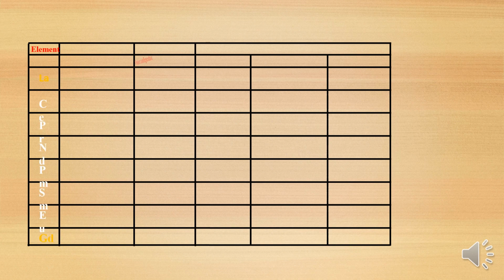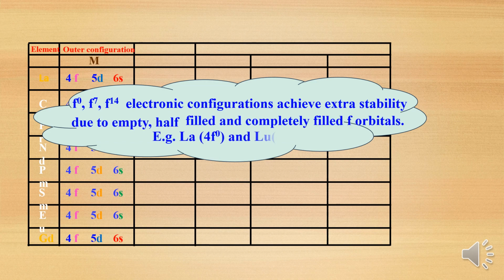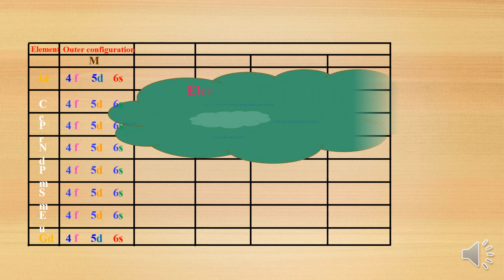You can see the elements lanthanum to gadolinium. See the electronic configuration: it is 0, 7, 14 f electrons, that is, vacant orbital, half-filled orbital, and completely filled orbital. Those electronic configurations achieve extra stability due to empty, half-filled, and completely filled f orbitals. For example, lanthanum is 4f0 and lutetium is 4f14, so vacant orbital and completely filled orbital.